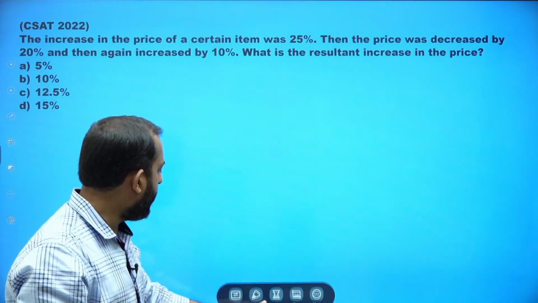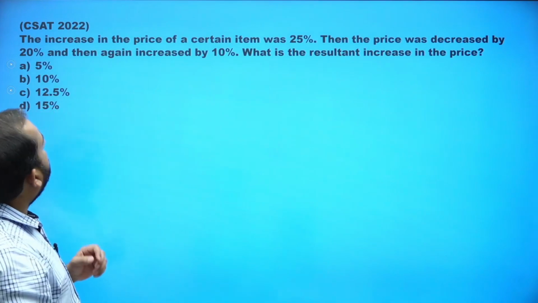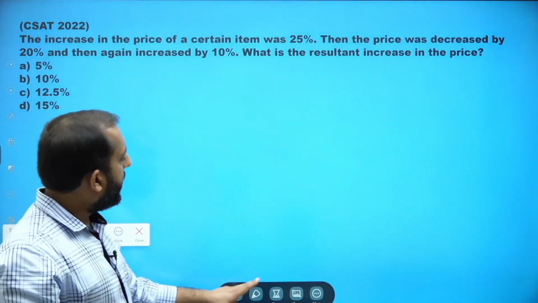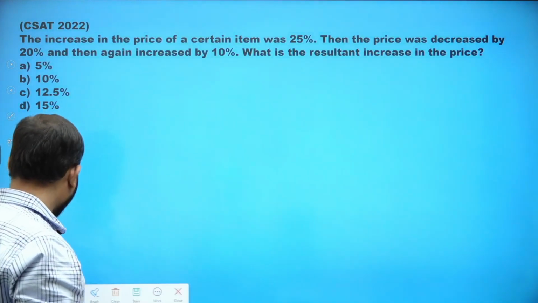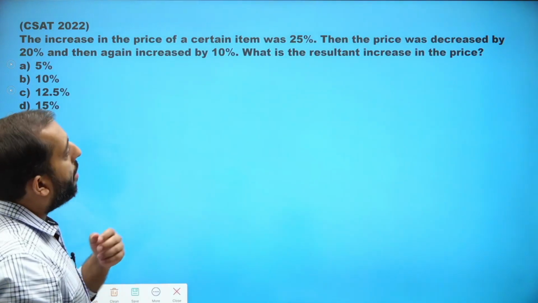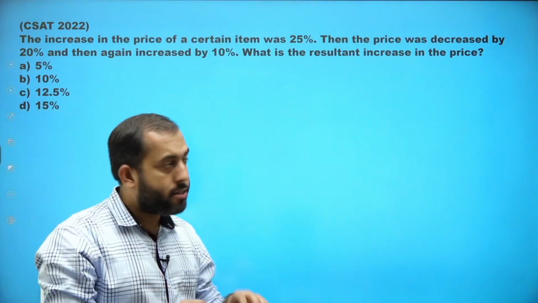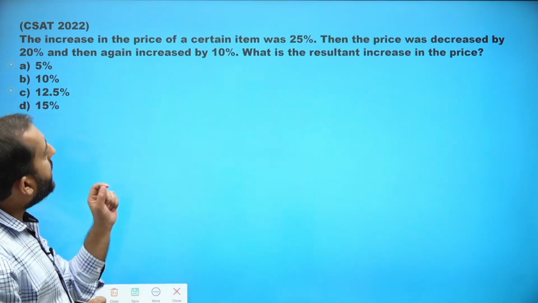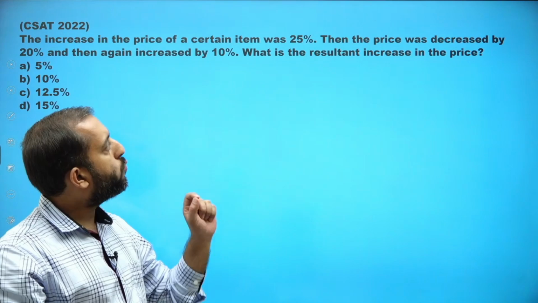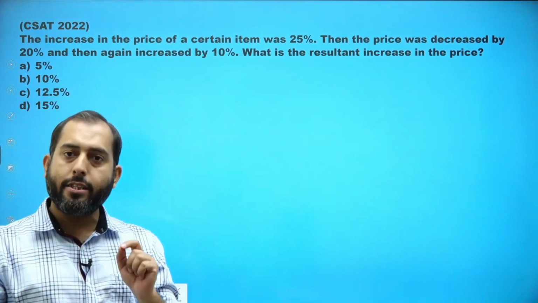So this question says the increase in the price of a certain item was 25%. Then the price was decreased by 20% and then again increased by 10%. What is the resultant increase in the price?